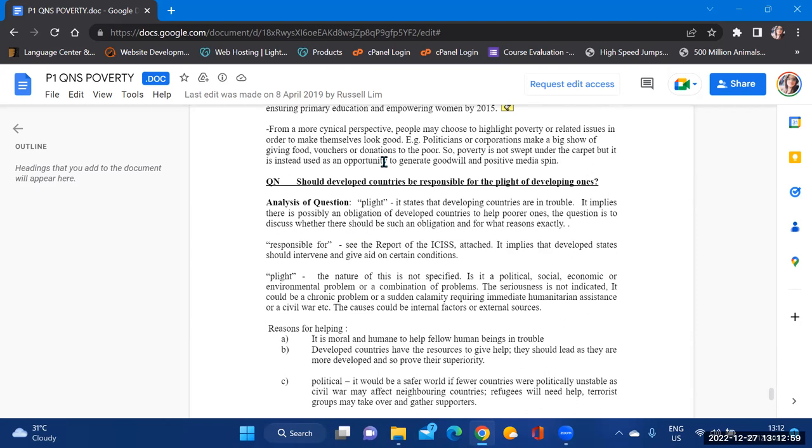From a more cynical perspective, people may choose to highlight poverty or related issues in order to make themselves look good. For example, big corporations or some politicians may make a big show of giving food, vouchers or donations to the poor so that they can win votes. But poverty is not swept under the carpet in such cases, but is instead used as an opportunity to generate goodwill and positive media spin, and win votes for that particular party in some parts of the world.